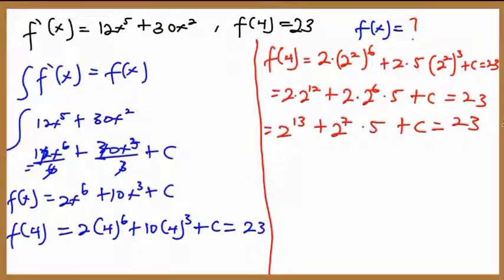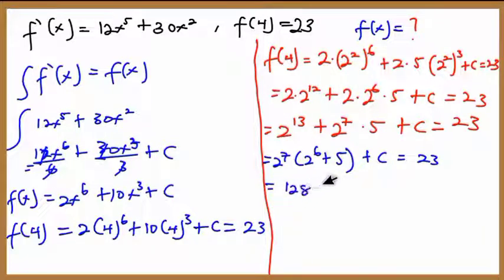So now let's move on. I can factor 2 to the power 7 out. So 2 to the power 7 out, you have 2 to the power 6 plus 5, bracket closes, plus c equals 23. So our 2 to the power 7 becomes 128, times 2 to the power 6 becomes 64 plus 5. So I'll have 69.